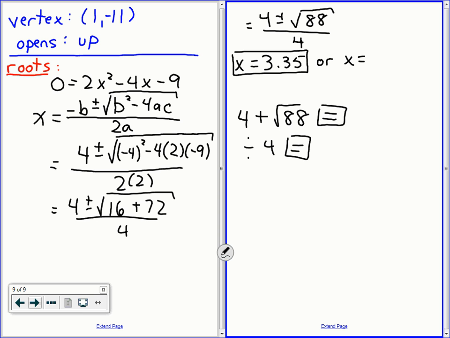Yeah, good. Same with the negative. So I just did 4 minus root of 88 equals. Now, if you can't get this number, please ask me and I can get your calculator working for you, because you need to have these answers to match, okay? Because you guys are the ones doing it.